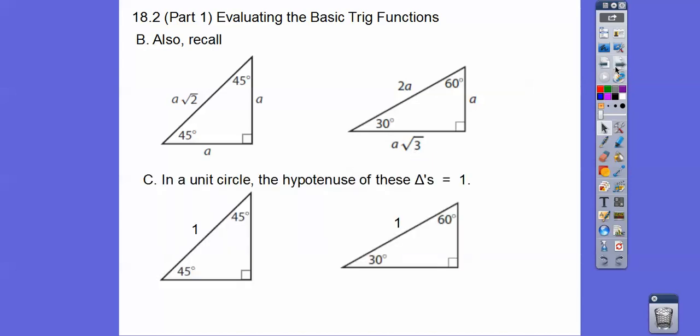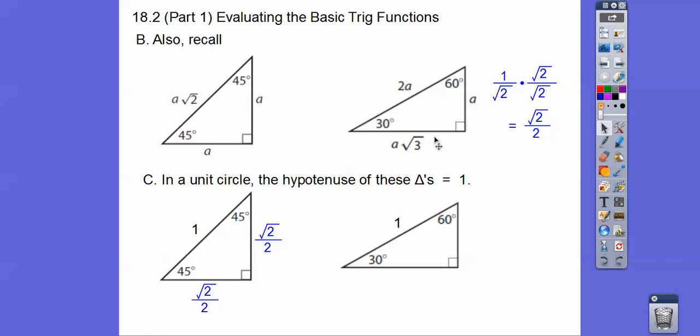All right, now, in a unit circle, the hypotenuse of these are 1s. So instead of 2a and a root 2, they're 1. So we have to go backwards. If we knew the legs, we multiply by root 2 to get the hypotenuse. But if we know the hypotenuse, we have to divide by root 2. So I did that right here, 1 divided by root 2. And when you divide by a radical, you multiply by root 2 over root 2, so it becomes root 2 over 2. So when the hypotenuse is 1, the legs are both root 2 over 2, okay?